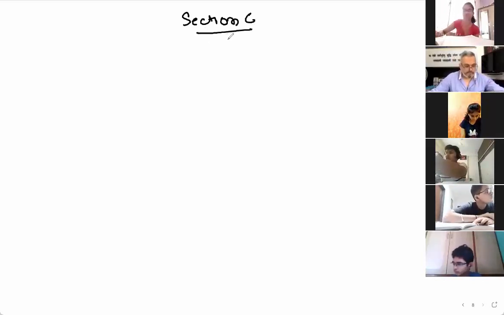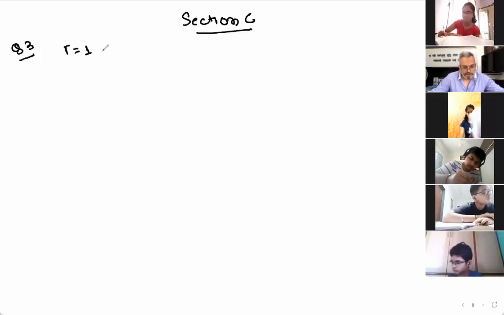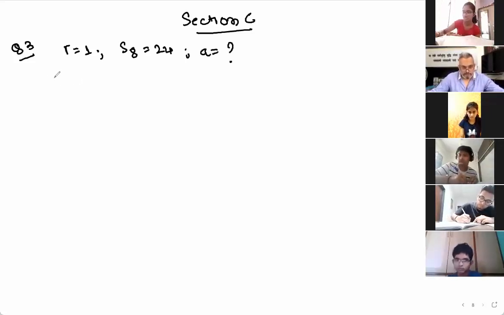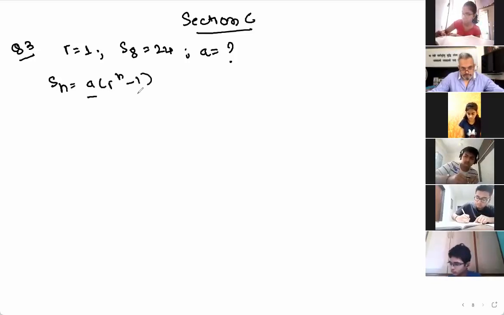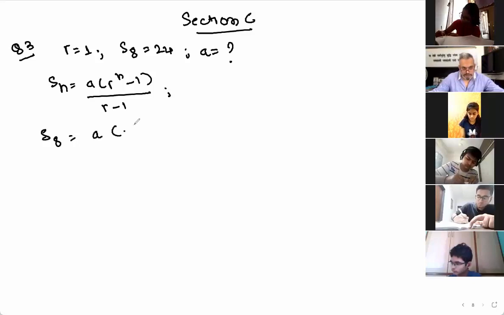Section C. Question number 3. If in a GP the common ratio R is 1, S8 is equal to 24, find A. So Sn is equal to A into R raised to n minus 1 upon R minus 1. So S8 is equal to A into R raised to 8 minus 1 upon R minus 1.